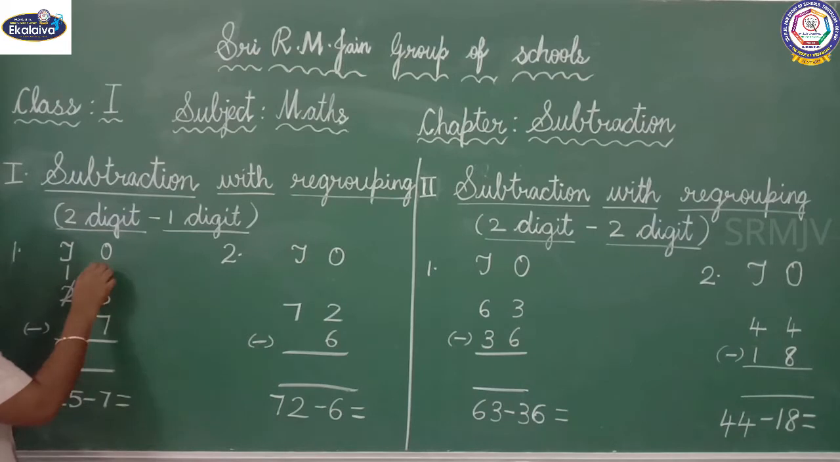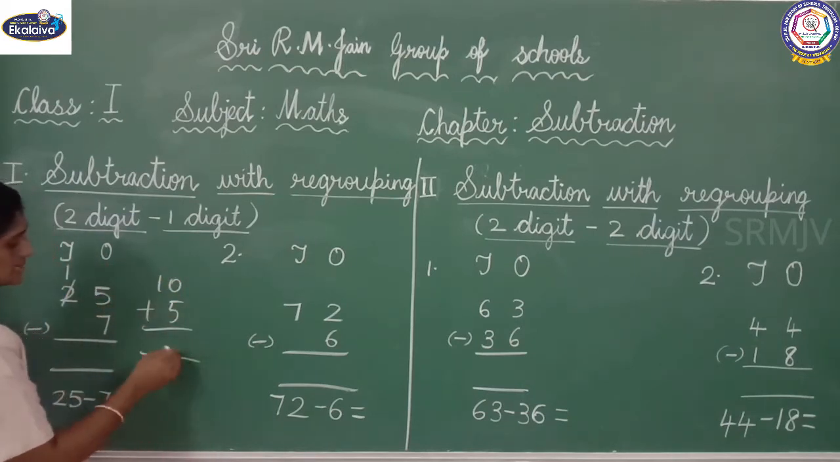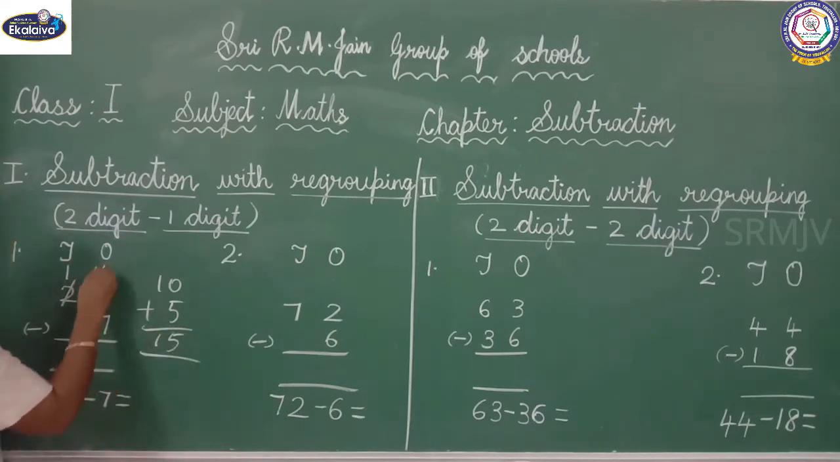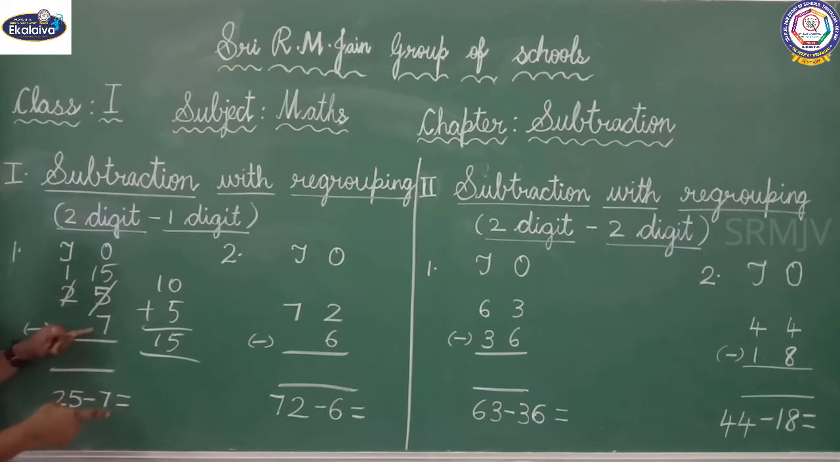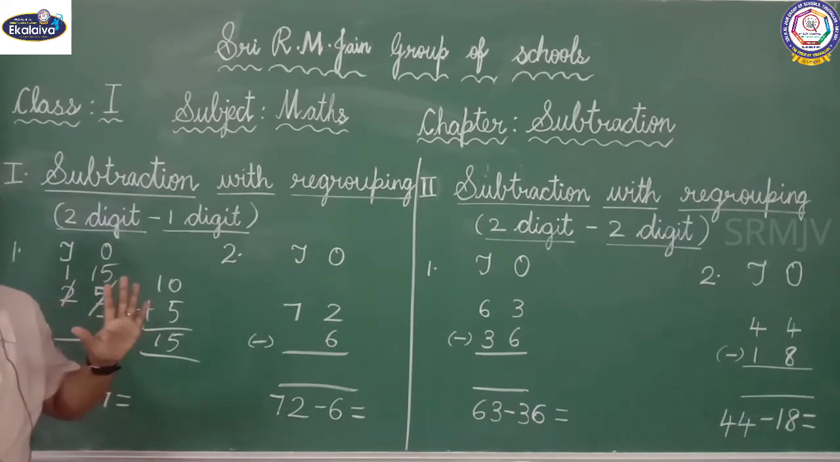So 10 ones plus 5 ones is equal to 15. So I am writing 15 here and we are going to subtract 15 minus 7. Now keep 7 in the mind and I am going to do the forward counting. Till the number 15 I am going to do forward counting. 7 in the mind, 7 after 8, 9, 10, 11, 12, 13, 14, 15.